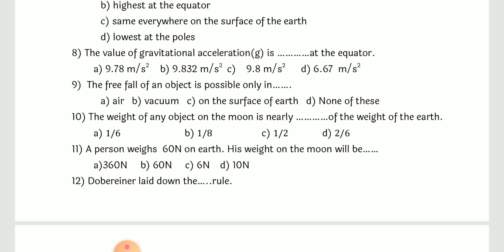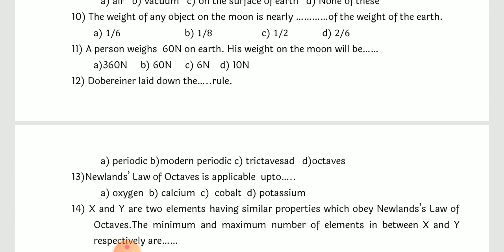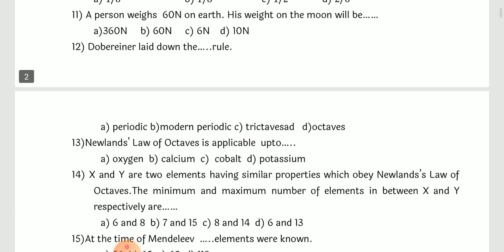12th one, Dobereiner laid down the dash rule. He laid down, okay, that is the Dobereiner's triad. Here the spelling mistake is there, so it is triad. Okay, that is the option C. So wherever triad is written, that option you accept for this Dobereiner's rule.